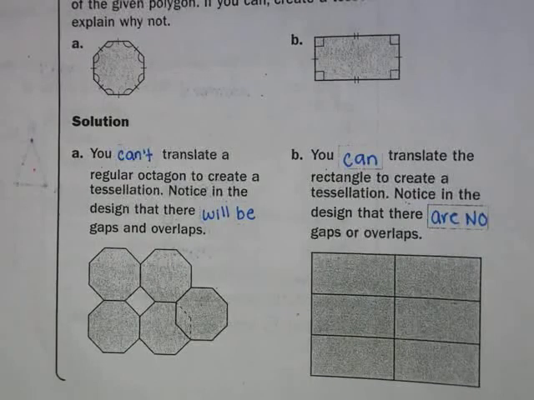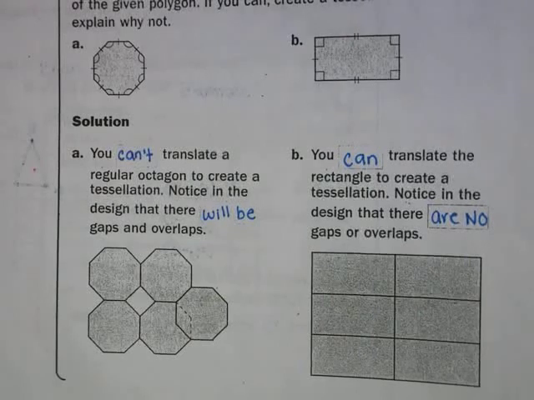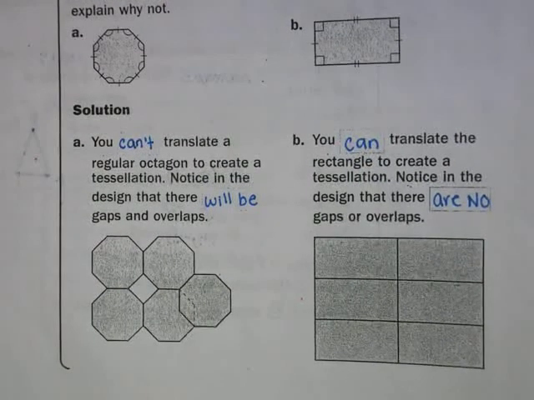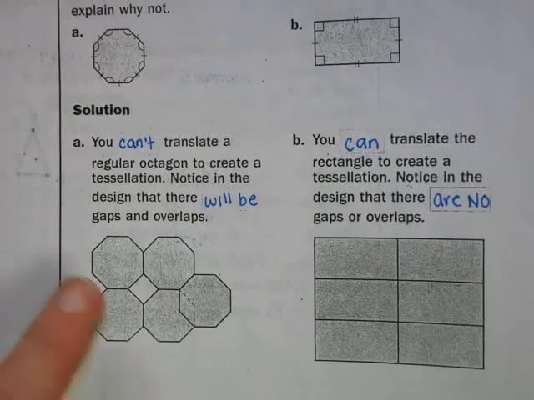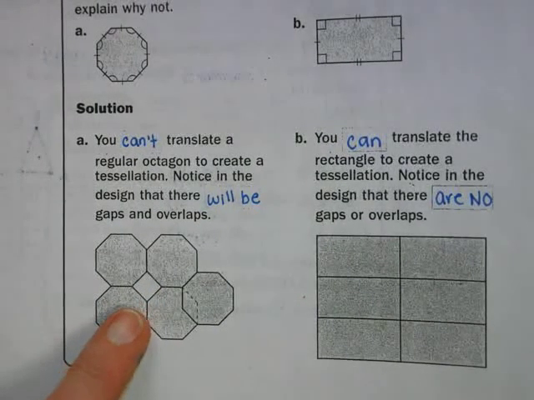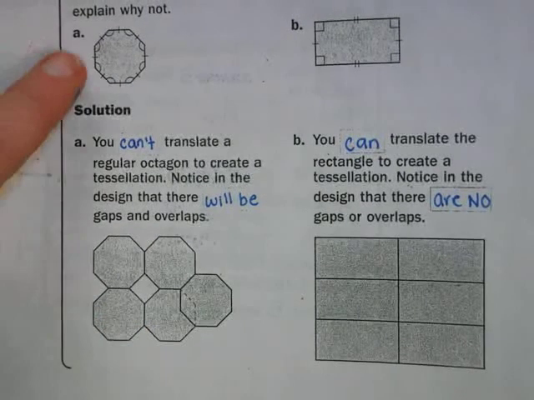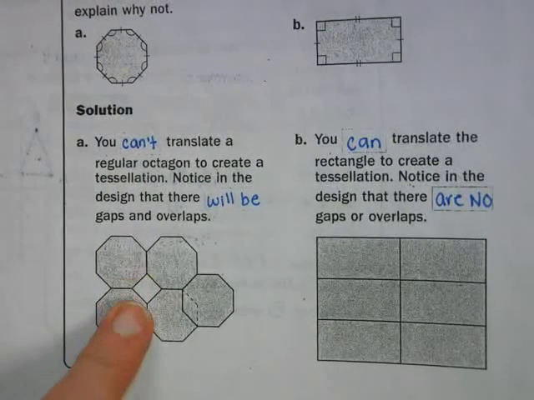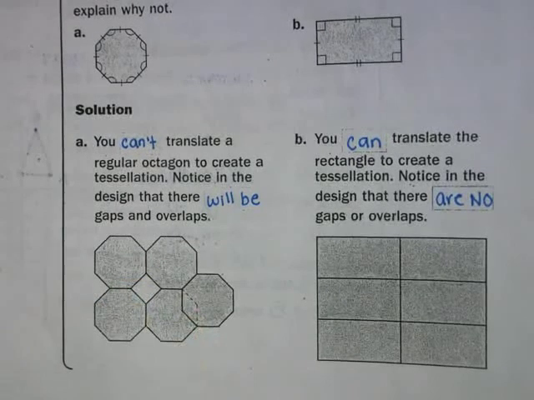All right, you should have gotten that in A, you can't translate it to make a tessellation because there will be gaps and overlaps. In B, you can translate it because there are no gaps and no overlaps. It's not a very exciting tessellation, but it is one nonetheless. The reason why this is different as opposed to the one on the little iPad that I had shown you before is because it just said this shape. It didn't say this shape and this shape. So there's no way to get these to match up. It either has a gap or an overlap.